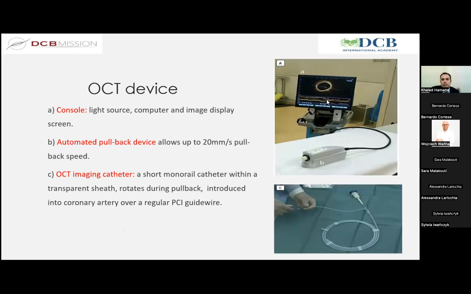This is the OCT device. A is the console, which contains the light source, the computer and the image display screen. Number B is the automated pullback device, which allows up to 20 millimeters per second pullback speed. And number C is the OCT imaging catheter, which is a short monorail catheter within a transparent sheath, and it rotates during pullback, introduced into the coronary artery over a regular PCI guide wire.